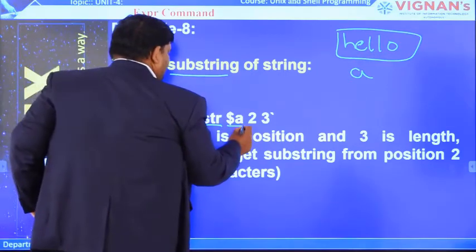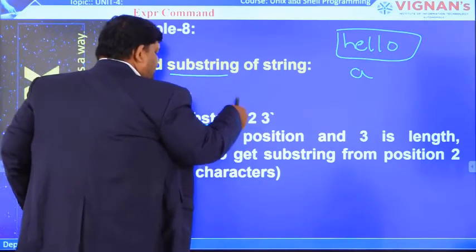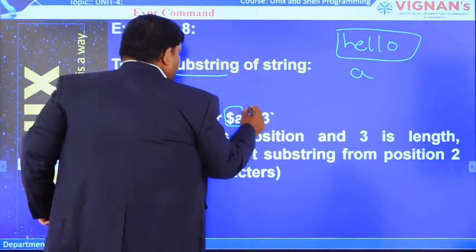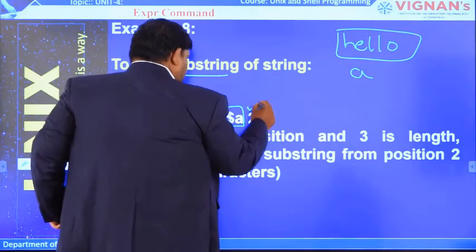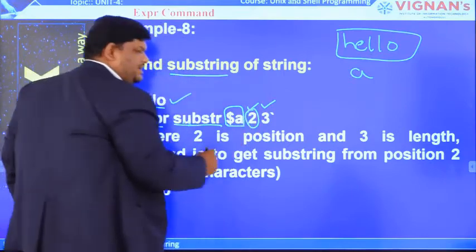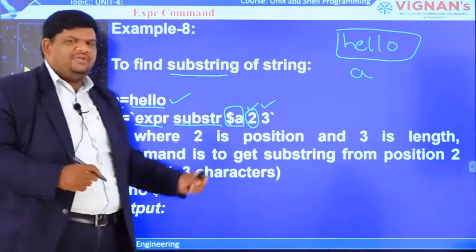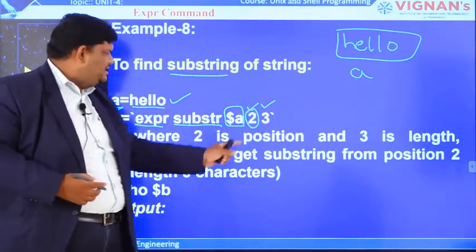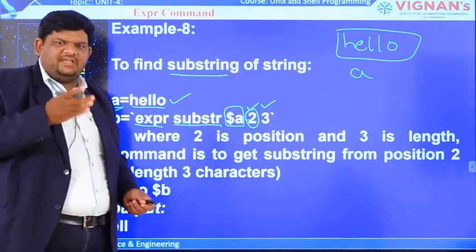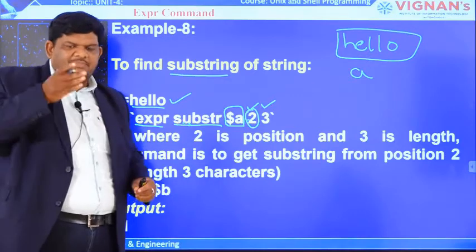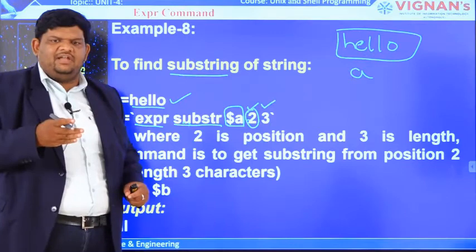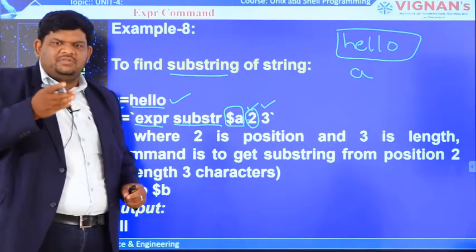Next, here we are giving the variable from which we have to extract the substring. And next, the first value is the position and the second value is the length. That means here 2 is the second position, and 3 indicates the length. From the second position, how many characters are you going to extract? That is the value 3. That means 2, 3, 4.